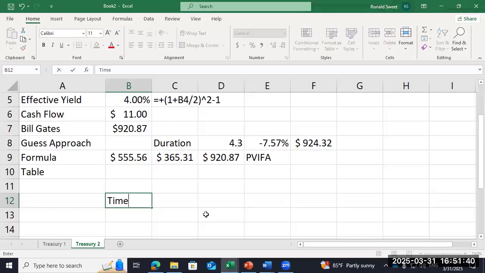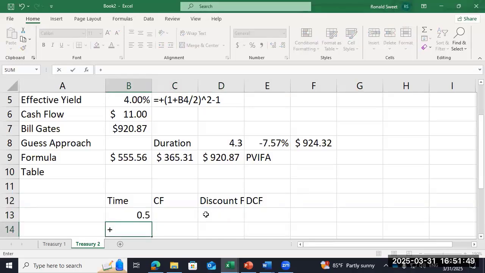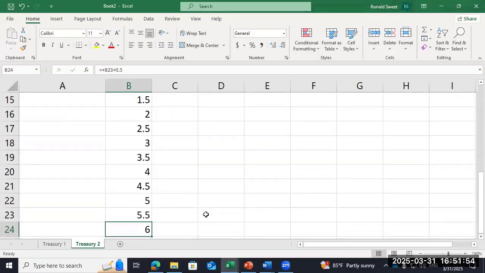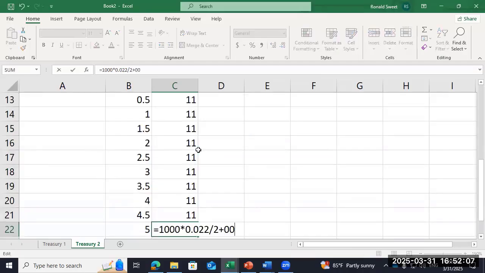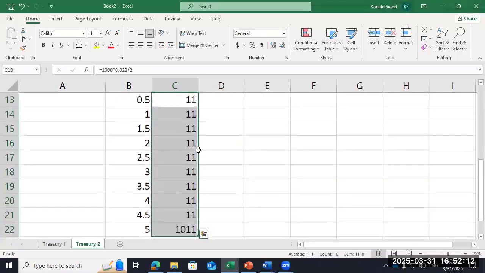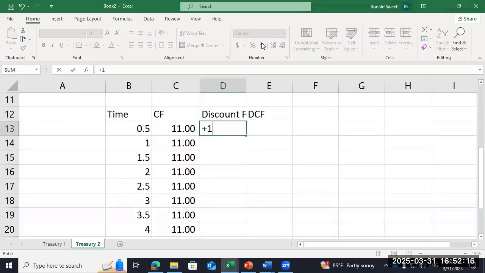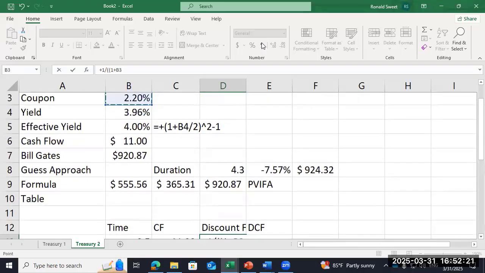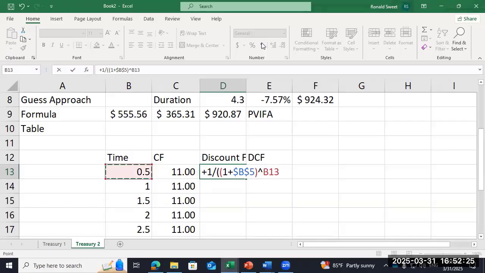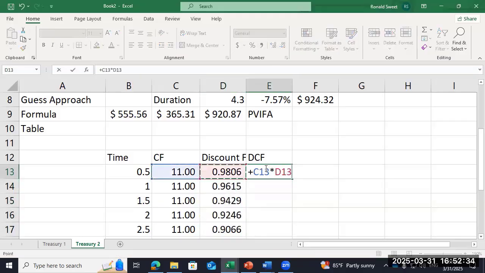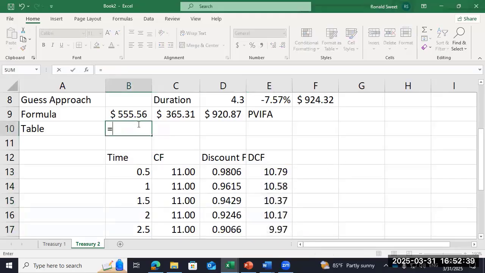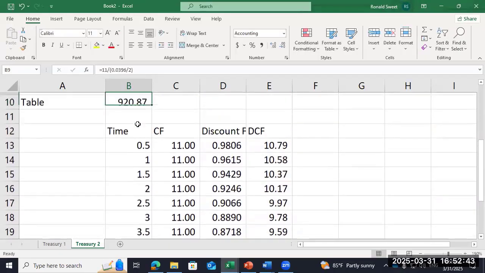So we've got time, cash flow, discount factor, discounted cash flow. Here we've got cash flows every 6 months, out 5 years. We're going to get $1,000 times 0.022 divided by 2, so we're going to get $11 at the end. Get our $1,000 back. Discount factor is 1 divided by 1 plus our effective yield, raised to the time. If I can get that one right this time. Should be about 0.9 something. Copy that down. And our discounted cash flows. That gives us a value. That looked right.